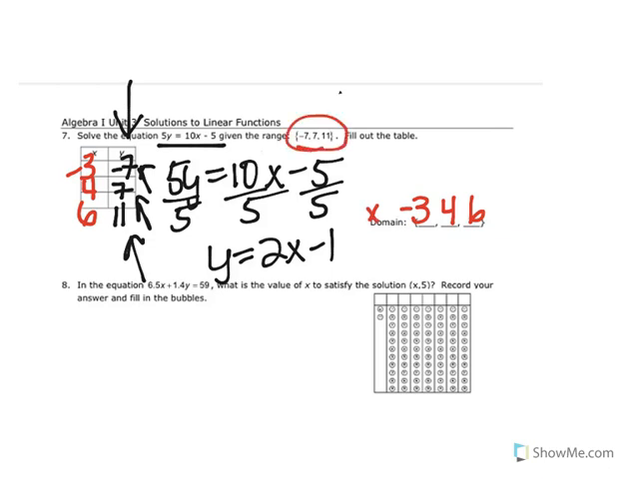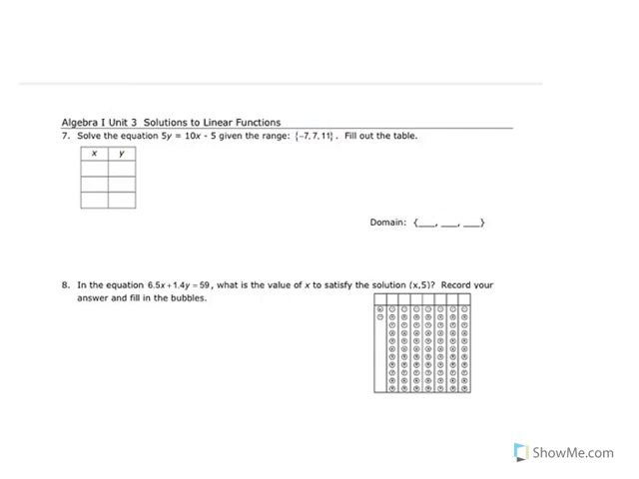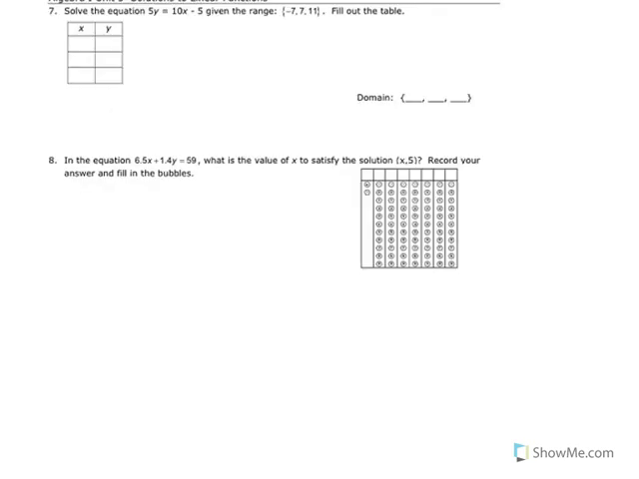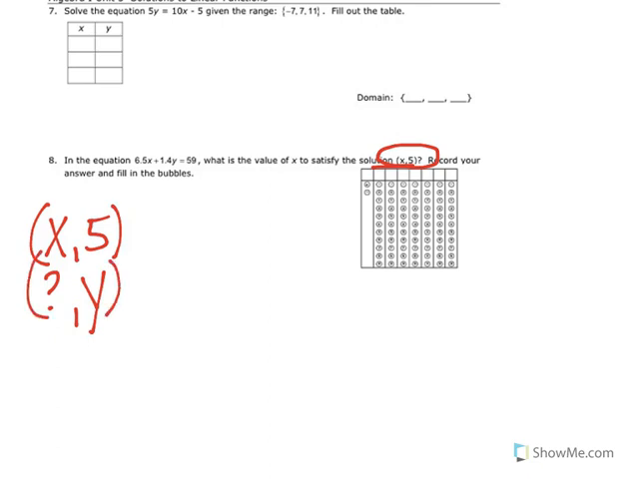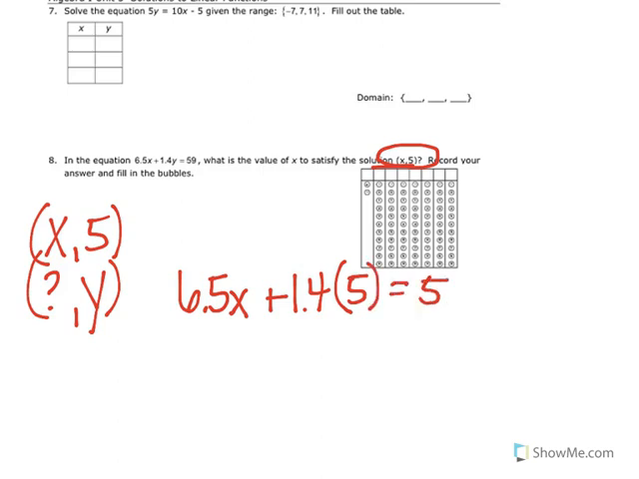Okay, let's do number 8. In the equation 6.5x plus 1.4y equals 59, what is the value of x to satisfy this solution, x comma 5? So let's think about that. X comma 5 means we don't know the x, but we do know the y. So let's plug it in. 6.5x plus 1.4 times 5 equals 59.